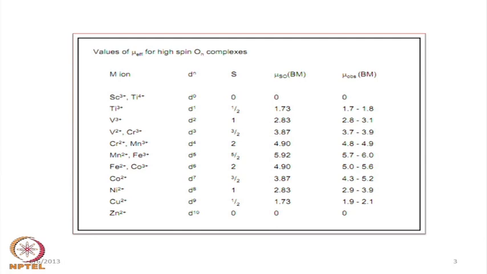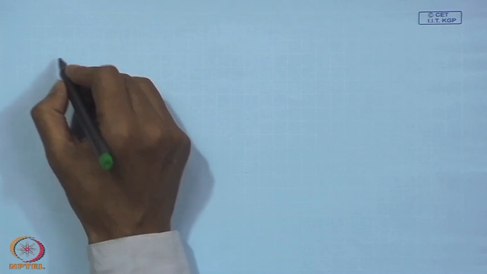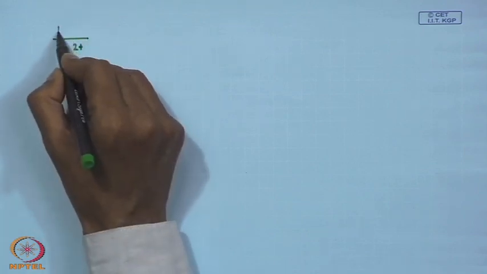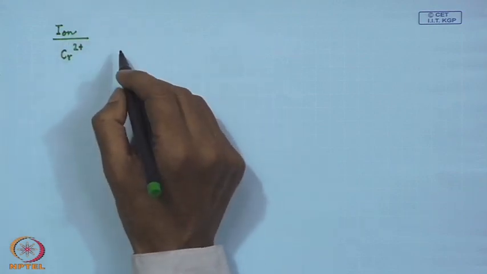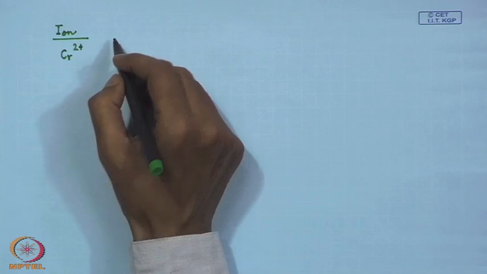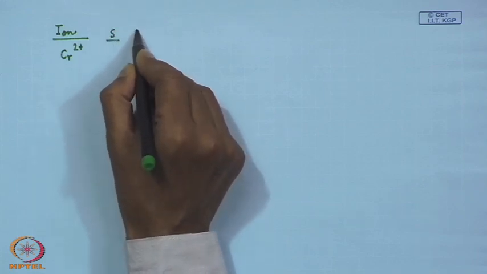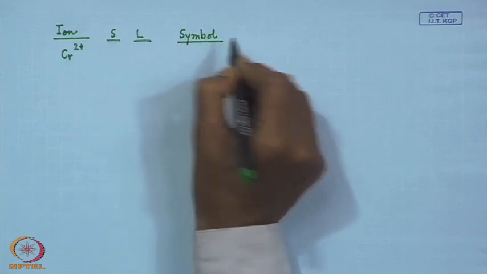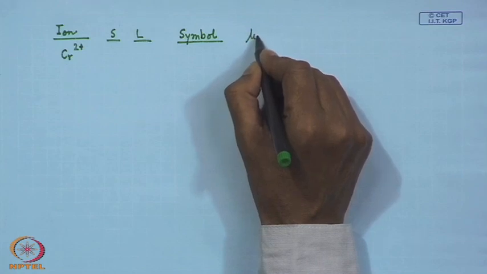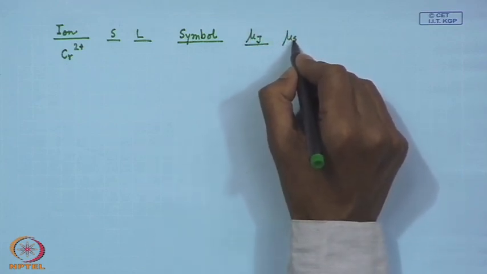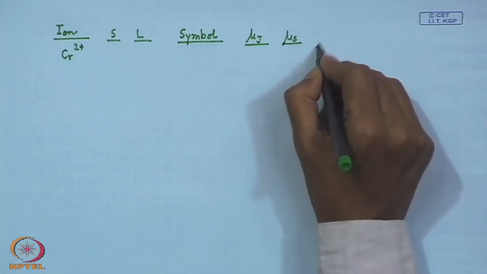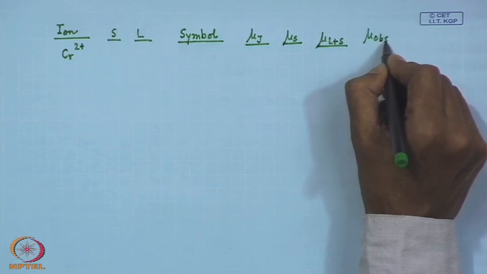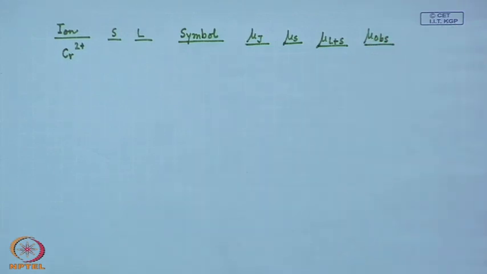So, we can see the different values for, say, chromium 2 plus. If the metal ion is chromium 2 plus, we can have the corresponding ground state quantum numbers, that means the S values and the L values. Then we can have the spectroscopic symbol, and then we can calculate the corresponding mu j value, the mu s values which we have seen in the table right now, then the mu l plus s values and the mu observed or mu experimental values for these systems.